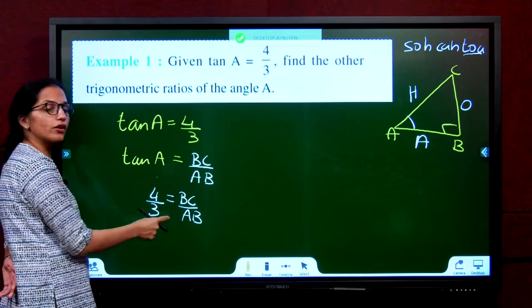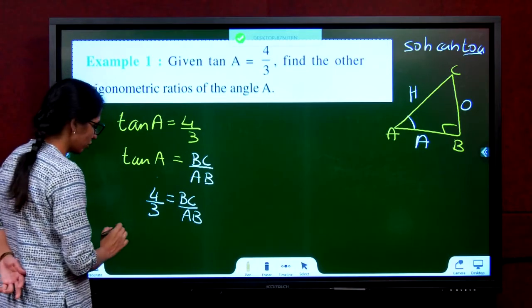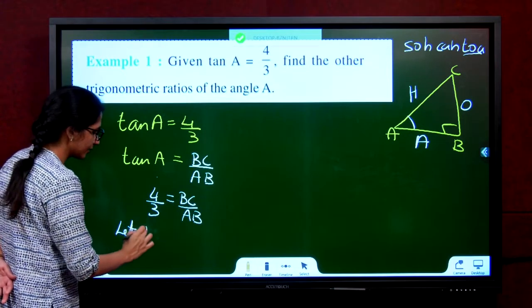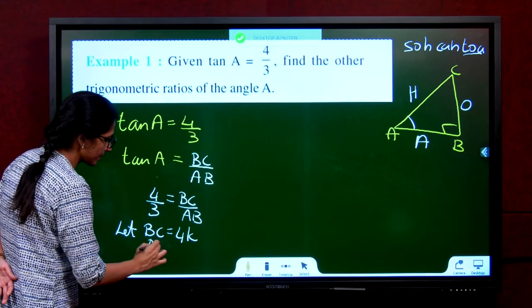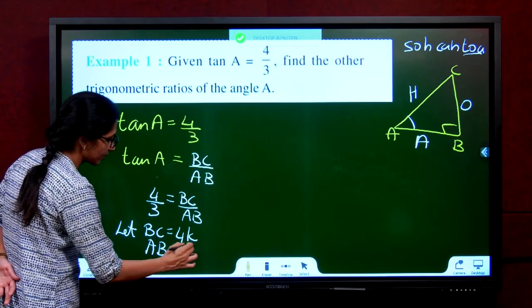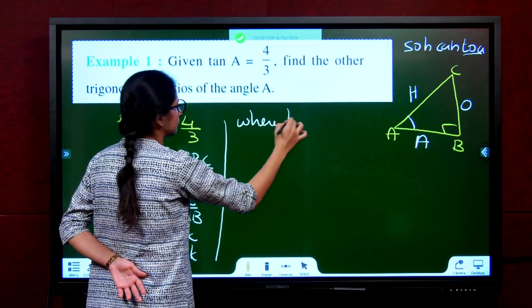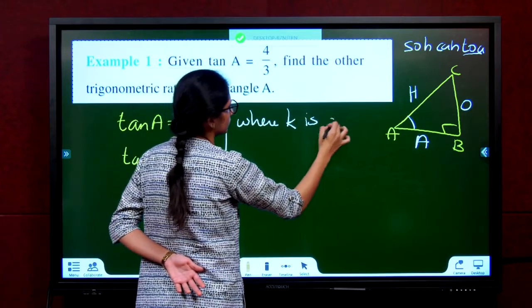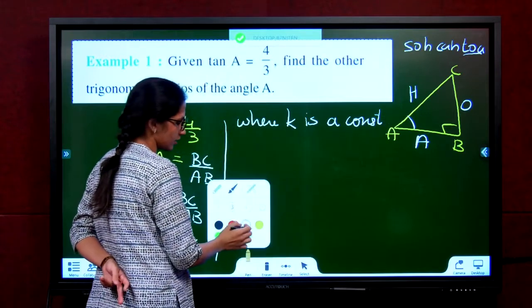Can I say BC is 4 and AB is 3? No, we just learnt you cannot do that. Therefore, what will you say next? Let BC be equal to 4K, AB be equal to 3K, where K is a constant.